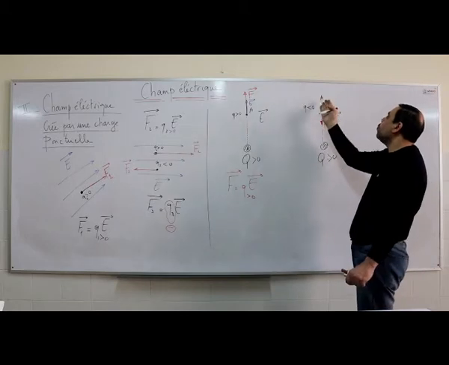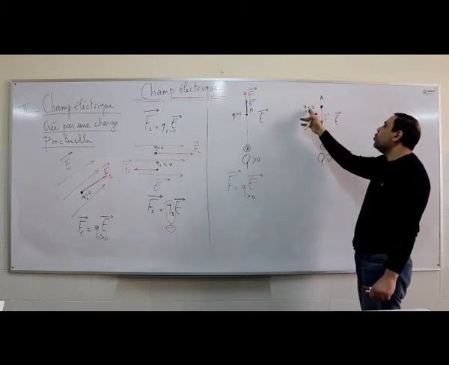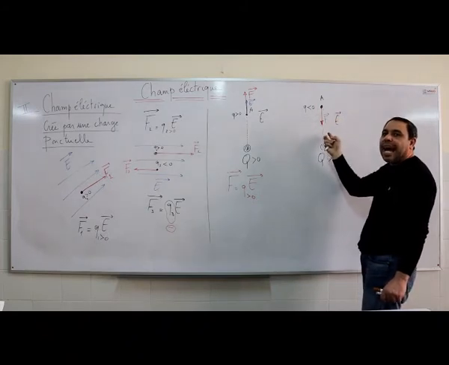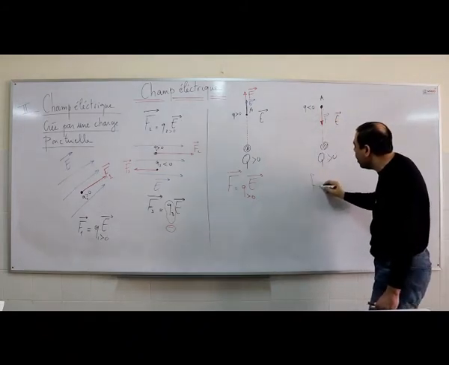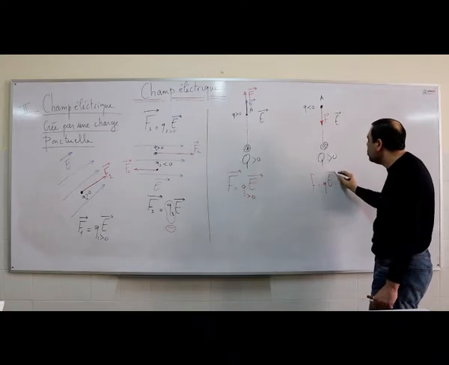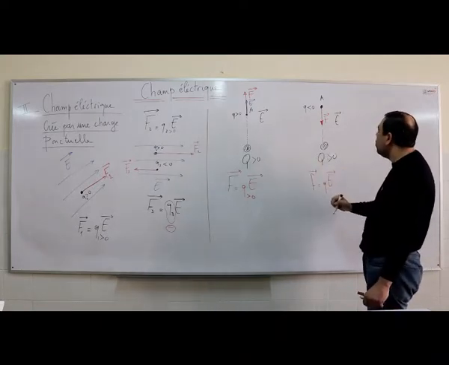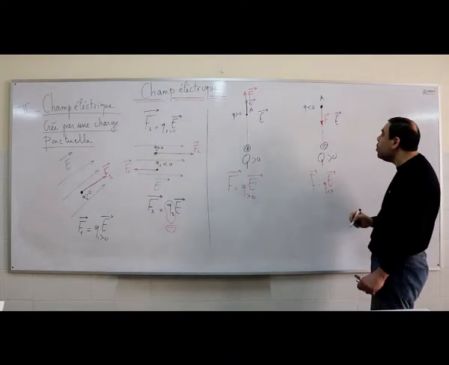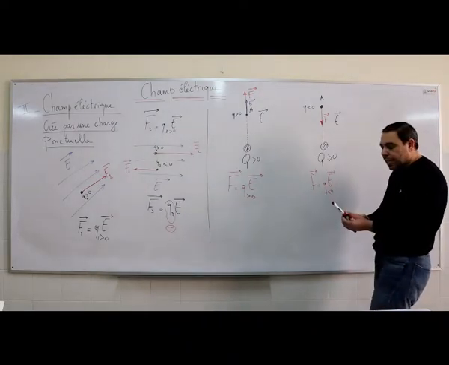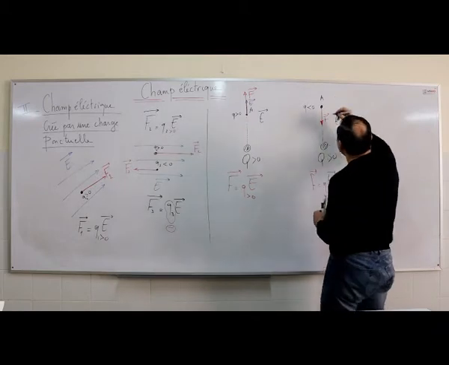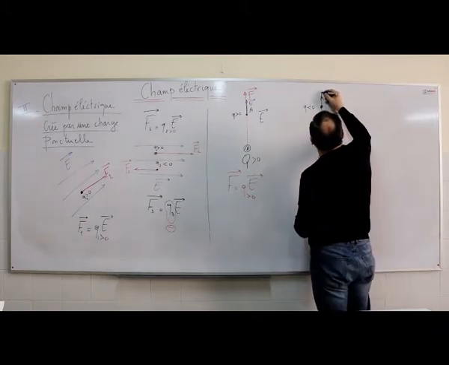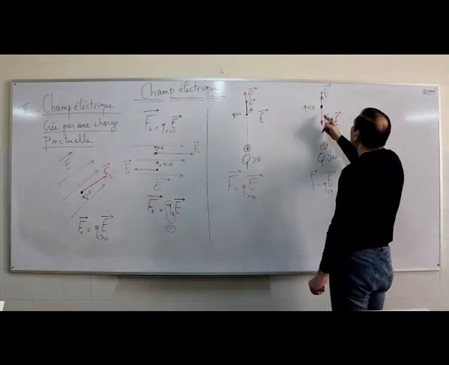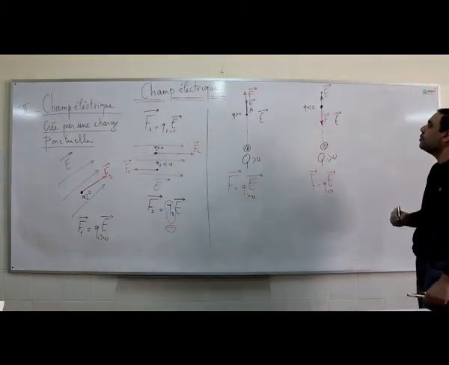The charge Q creates an electric field E. So the charge small q will be subjected to an electric force F, which is equal to qE. q is negative, so F and E have opposite directions. So we draw the electric field at A in this direction, which opposes the force F.